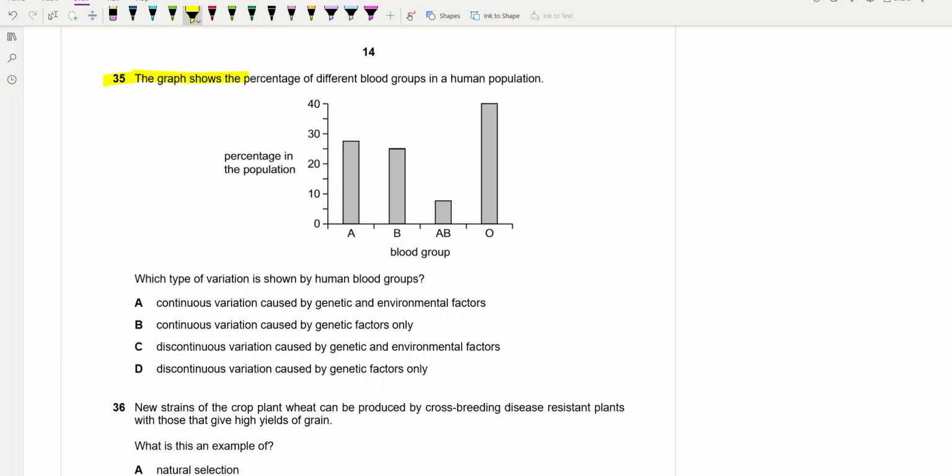Question number 35. The graph shows the percentage of different blood groups in a human population. Percentage in population, blood group. Which type of variation is shown by the human blood groups? So the variation is discontinuous variation and it is caused only by genetic factors. So the correct option would be option D.